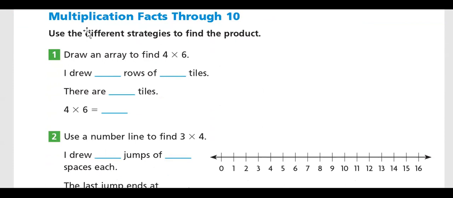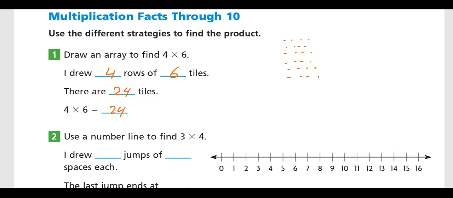Number 1, draw an array to find 4 times 6. So we represent it as points, 1, 2, 3, 4, repeated six times. How many? I draw 4 rows and 6 columns. There are 24. So if I multiply 6 by 4, it will be 24.